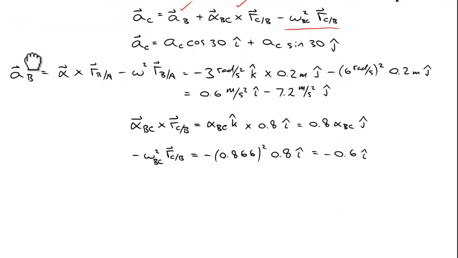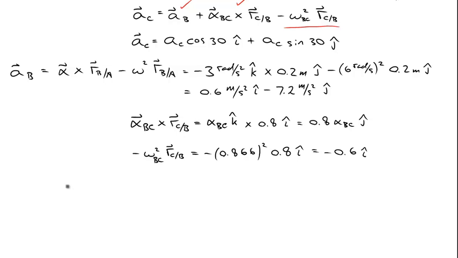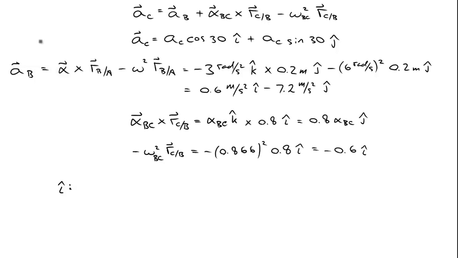So what I'm going to do is equate components in both the i and the j-hat direction, just like we did with velocity. So in the i-hat direction, I've got for the acceleration of C is AC cosine 30. In the i-hat direction for AB, I've got 0.6 meters per second squared. For this cross product, alpha BC crossed with the position of C with respect to B, I don't have anything in the i-hat direction, so I'll just add a 0 there as a placeholder. And then finally, this last term, what I've got is negative 0.6 in the i-hat direction. So what this says then is 0.6 minus 0.6 is 0, and the acceleration of C is actually 0 meters per second squared.